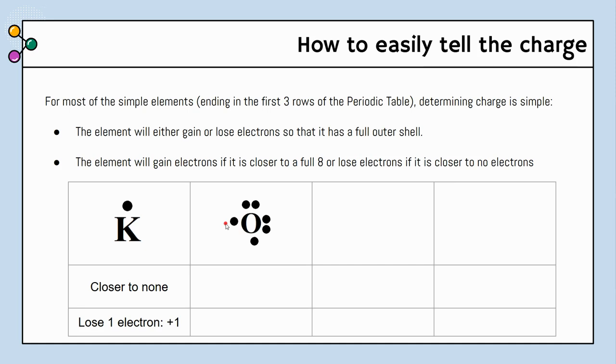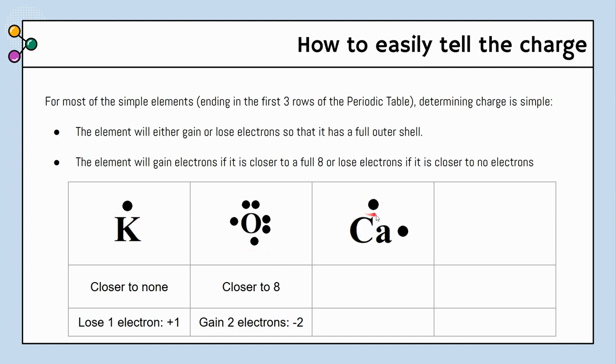Oxygen, that's much closer to 8 electrons. It has 6. It only needs 2 more to be full, so it can either lose 6 or gain 2. It's a lot closer to 8. It's going to gain 2 electrons. And by gaining 2 electrons, oxygen would have a -2 charge.